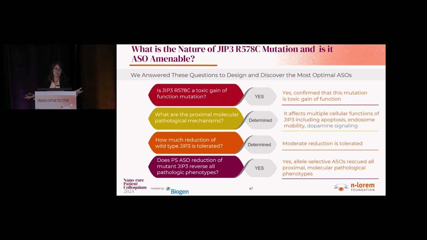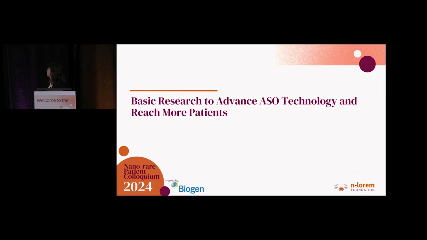And essentially, this is exactly what we did. We have defined a beautiful allele selective ASO. And yes, allele selective ASOs gave us a lot of confidence because they rescued all the molecular pathological phenotypes, including the dopamine signaling I told you about before. And now as I go towards the end of my talk, I'd like to take a couple of moments to go to the basic research. Why do we do basic research? We want to advance the technology to really reach more patients today.